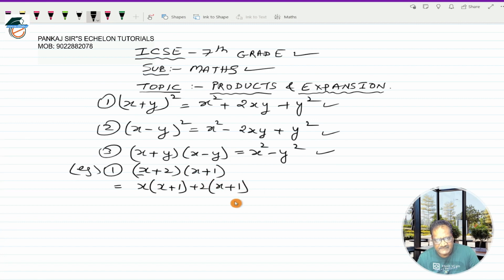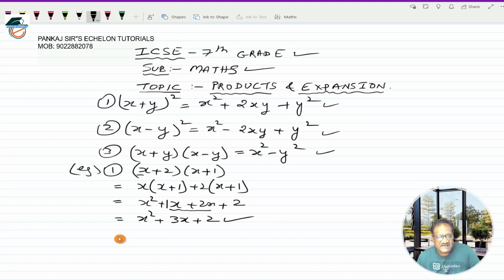When you open the brackets, it will be x into x, x square, plus 1 into x, x, plus 2 into x, 2x, plus 2 into plus 1, plus 2. Now this will be equal to x square plus, this can be summed up, 2x plus x will be 3x. See, this is 1x, right? 2x plus 1x will be 3x, plus 2. So that's the answer for the first one.